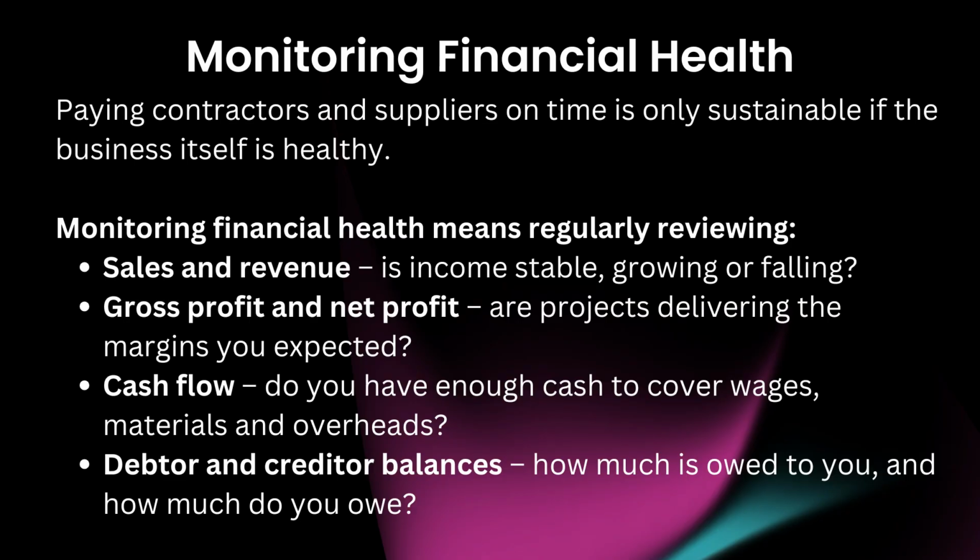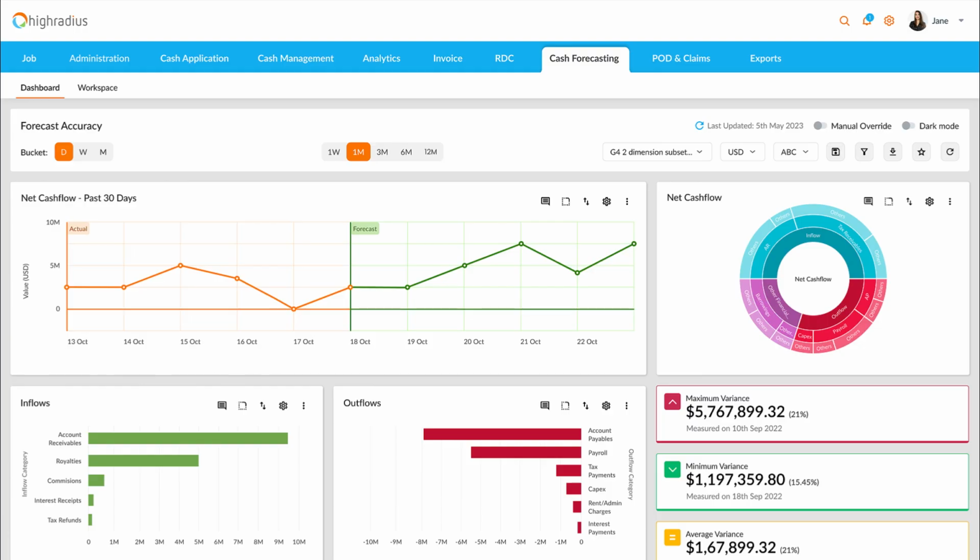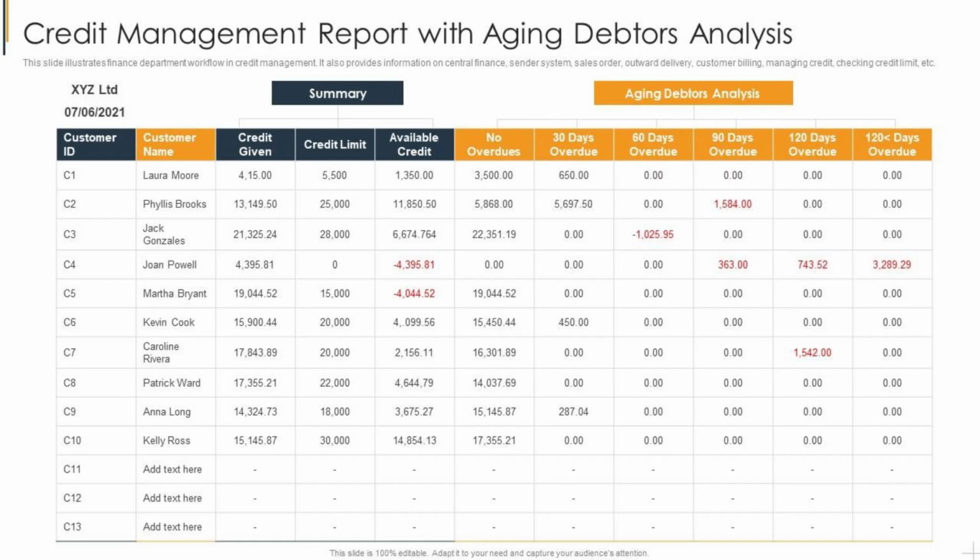Monitoring financial health. Paying contractors and suppliers on time is only sustainable if the business itself is healthy. Monitoring financial health means regularly reviewing sales and revenue: is income stable, growing, or falling? Gross profit and net profit: are projects delivering the margins you expected? Cash flow: do you have enough cash to cover wages, materials, and overheads? Debtor and creditor balances: how much is owed to you, and how much do you owe?